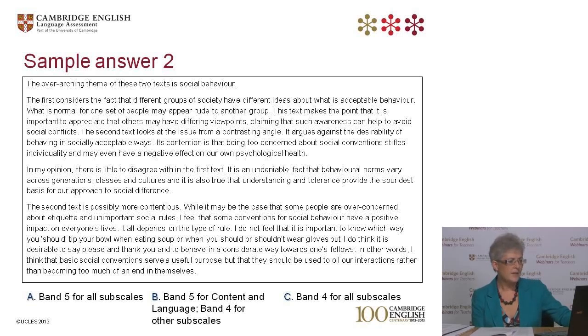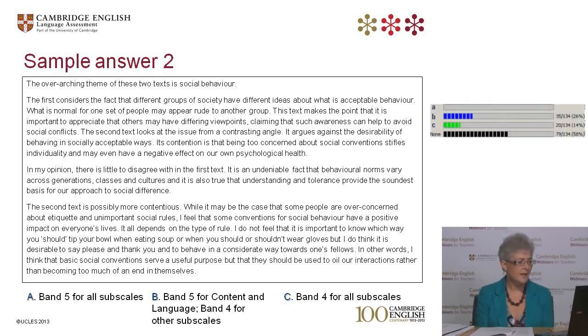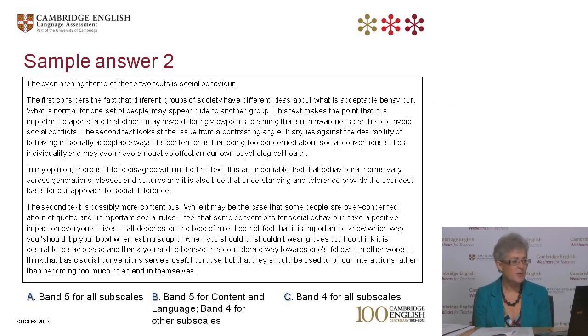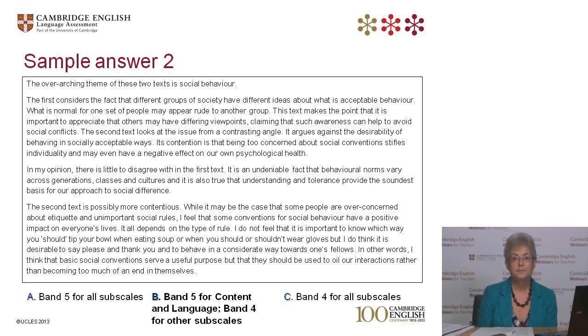Okay, and we've got the answer up here. Okay, so nobody chose A. Most people chose B and some people chose C. Lots of people didn't choose anything. So the right answer, as most of you said there, was B. The examiner awarded band 5 for content, as the target reader is fully informed, all of the content is relevant, and all of the key points are covered.